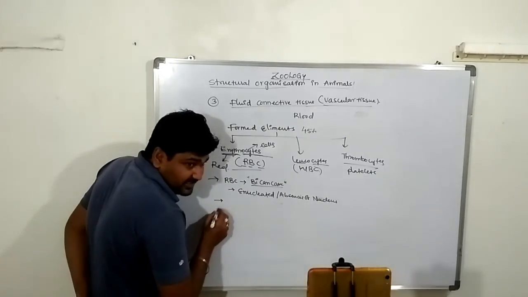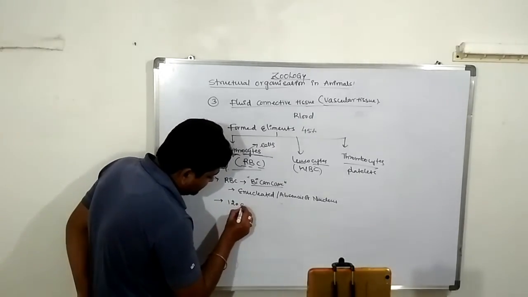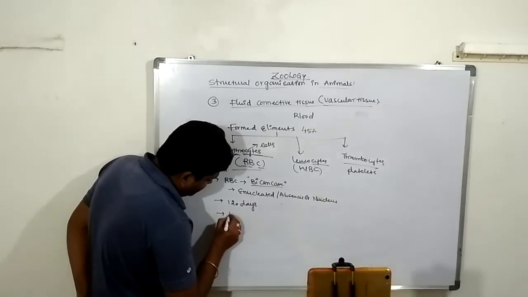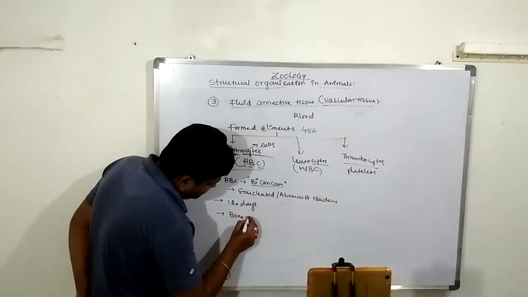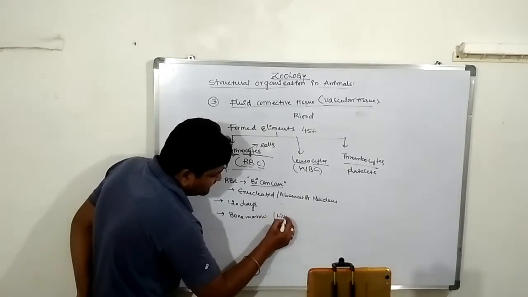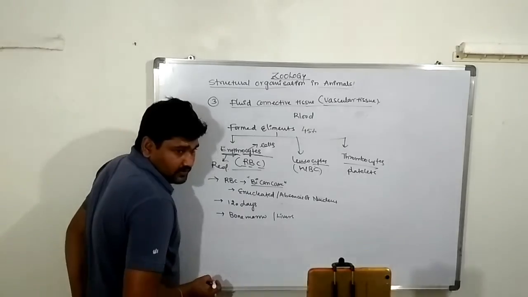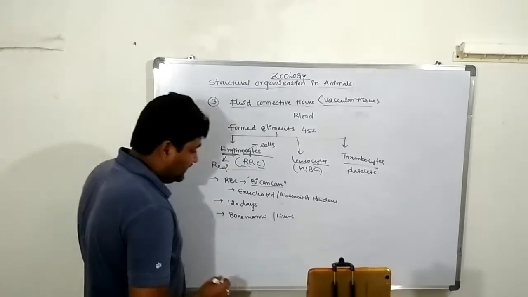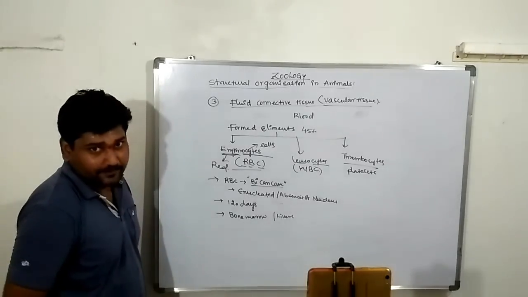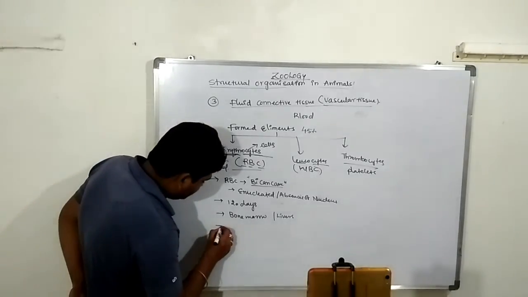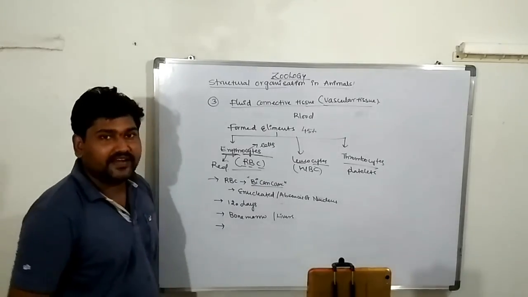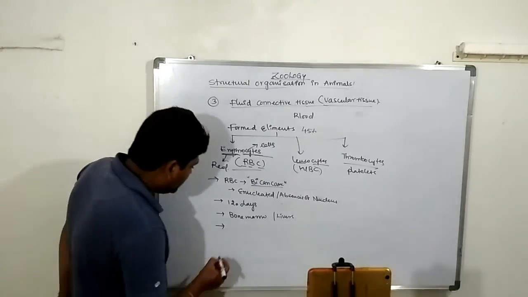The lifespan of the RBC is 120 days. These are formed from bone marrow, and from the liver in children. Are you clear? So these are formed in bone marrow and, in children, the liver. The lifespan is 120 days.